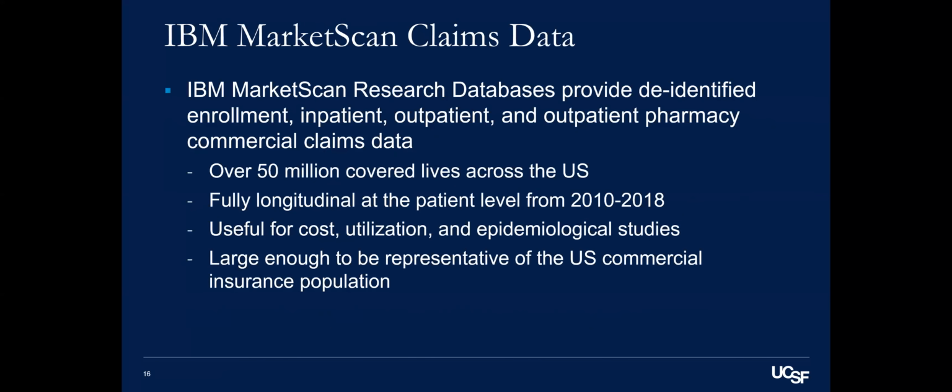So I mentioned the MarketScan claims data, and to give you a little more information about that, it is a de-identified enrollment, inpatient, outpatient, and pharmacy commercial claims data set with over 50 million covered lives in the United States. It's fully longitudinal, so you can track many patients over a long period of time. And we now have the data through 2019. So we've got 10 full years of data available now. These data are really useful for cost, utilization, and epidemiological research, and it's large enough to be representative of the full US commercial insurance population.